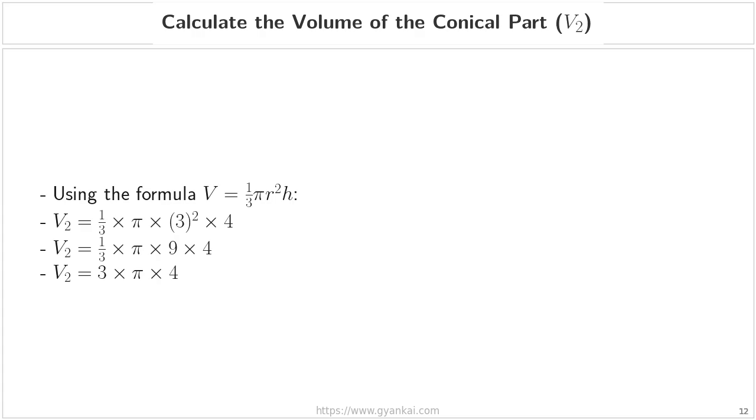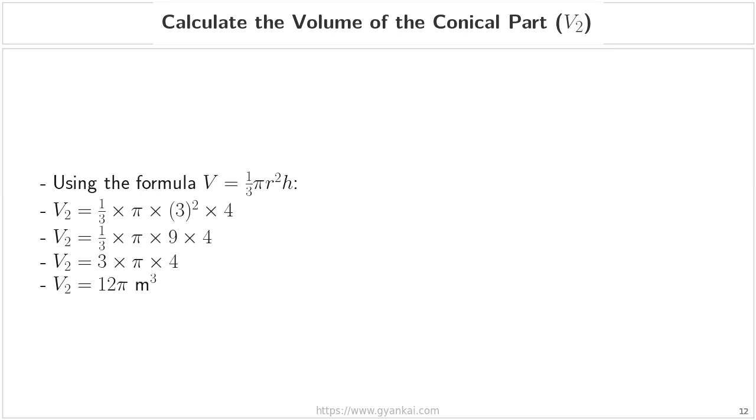To make the mental math easier, notice that 1/3 of 9 is simply 3. This leaves us with 3 times pi times 4. Finally, multiplying 3 by 4, we arrive at our result. The volume of the conical part, V2, is exactly 12 pi cubic meters. Keep this value in mind, because in the next slide, we will add this to our previous result to find the total volume of the entire silo.